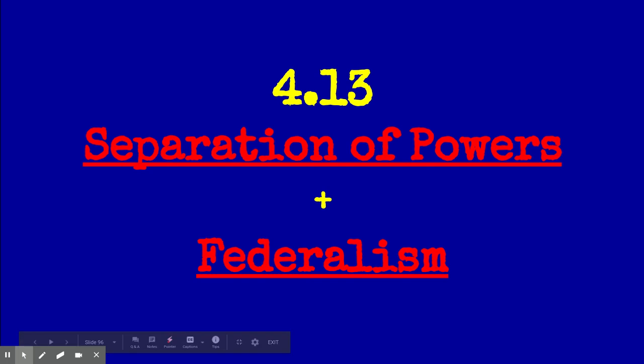And this one is Separation of Powers meets Federalism. We have talked about this in class. We will finish in class, but today what you're going to be doing is doing a little practice in this area of identifying which part of the government or which part of which government is doing what.